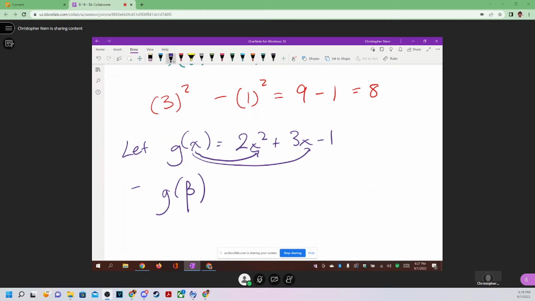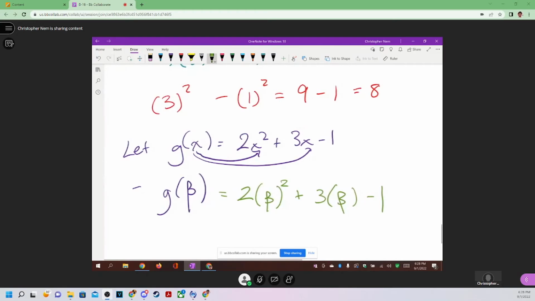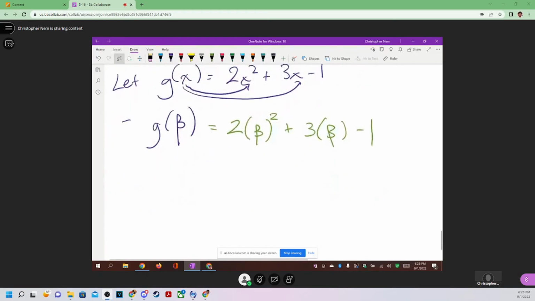Whatever I throw inside my function, it is doing this to no matter what object I am working with. So if I throw in a beta, even though it's a new symbol you guys never seen before in mathematics, this is the exact same thing as saying, hey, I'm going to instead get the beta, I'm going to square it, times it by 2, add it with 3 times that amount, and subtract it by 1. There's nothing different. Your rule still stays the same. So now we can calculate that. Great. Well, if I can calculate that, I can definitely calculate g of a.